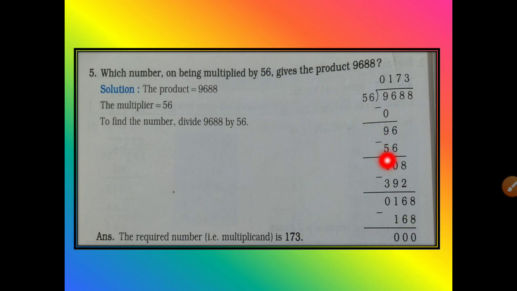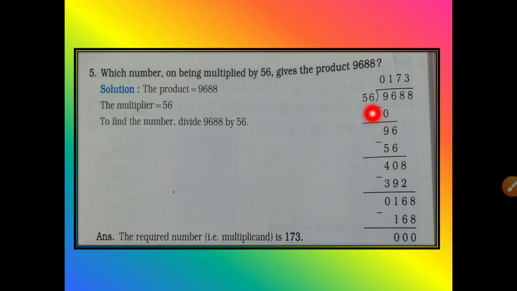9 minus 5, 4. Copy next number, 8. This is 408. This number is bigger than 56. This number will not be there in the table of 56, but the smaller number is there, that is 56 7s are 392. 8 minus 2, 6. 0 minus 9 not possible, borrow from 4. This will be 10. 10 minus 9, 1, and this will be 3. 3 minus 3, 0. Write the last number, that is 8.